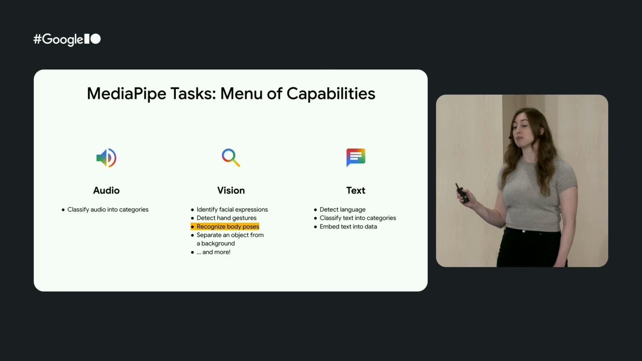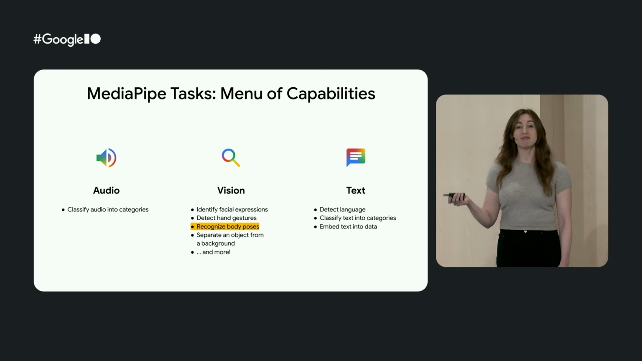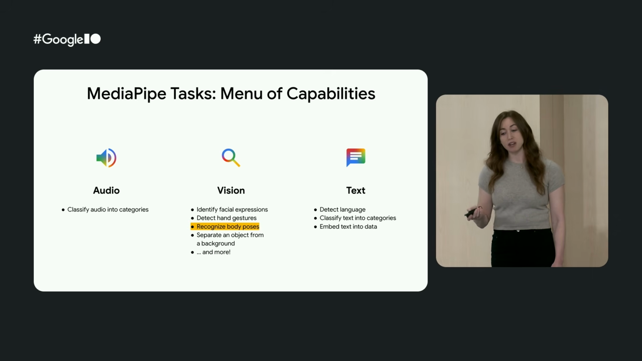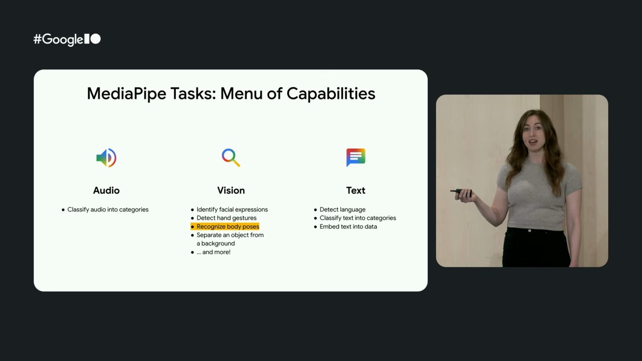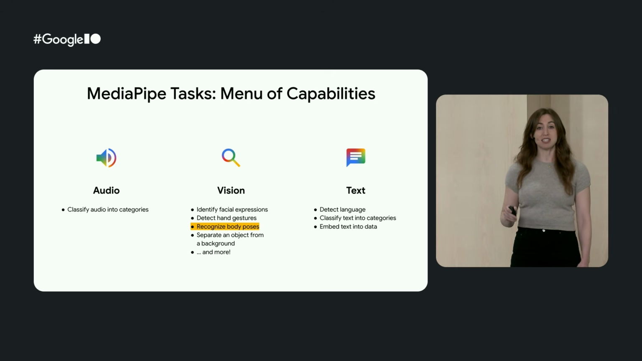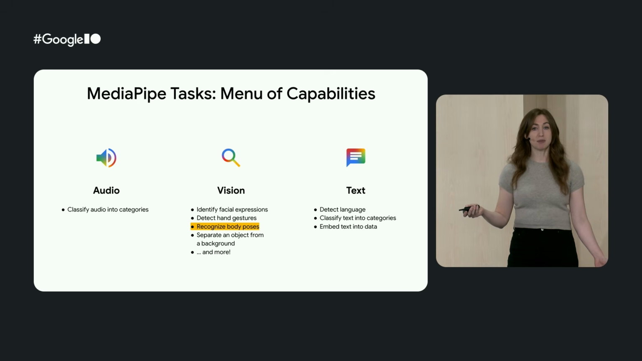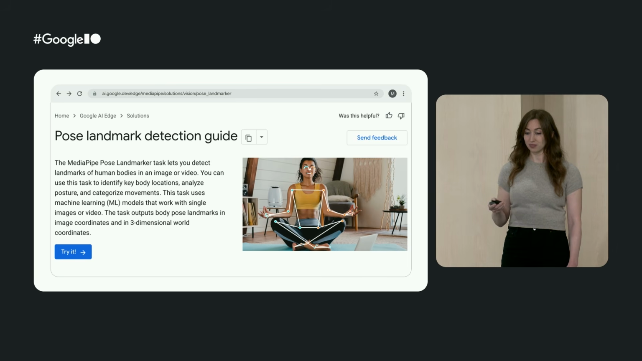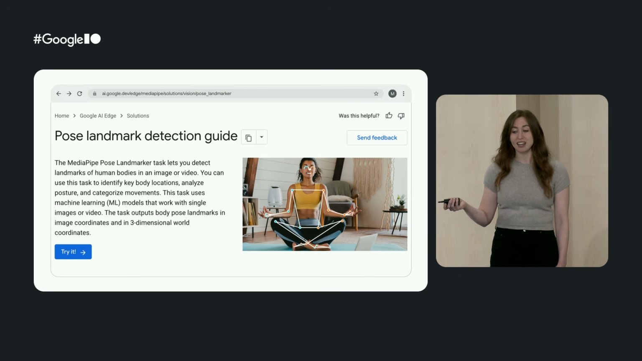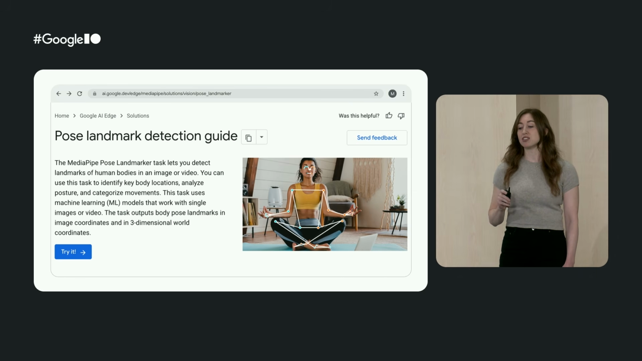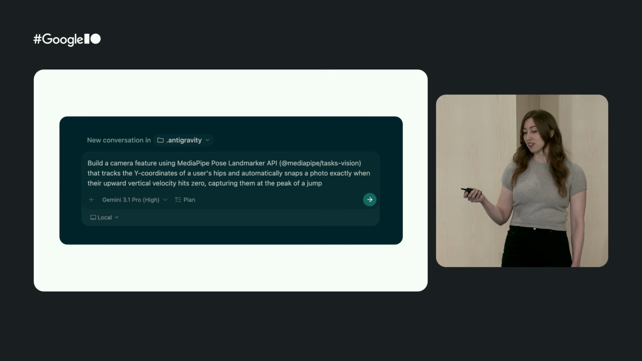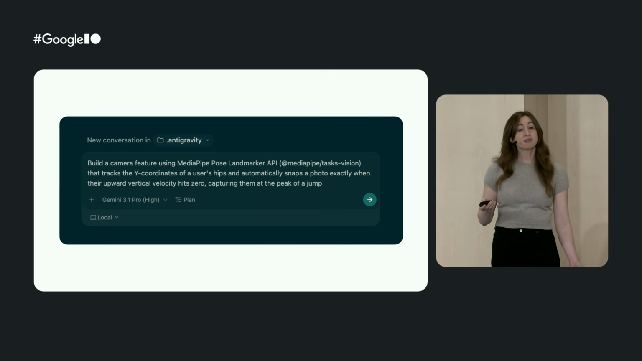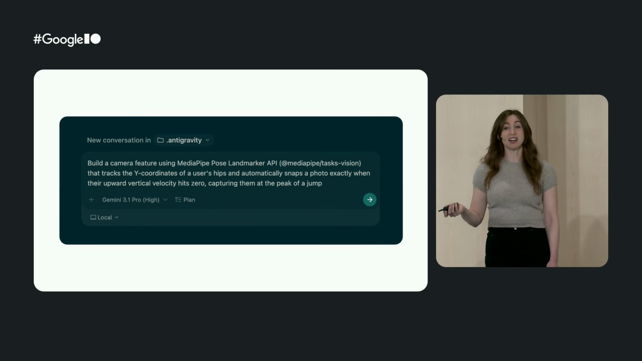Instead, he can just grab the pose landmarker task from the MediaPipe Vision APIs. By tracking the y-coordinates of the user's shoulders frame by frame, the app watches for that value to drop as the user jumps upward. And the moment their upward momentum peaks, the app instantly snaps that perfect midair photo. To get pose landmarker up and running, Rob can dive straight into the MediaPipe documentation for a step-by-step guide. Or he can simply let his AI agent handle the implementation for him. Either way, MediaPipe APIs are designed to make complex AI tasks incredibly simple to integrate.